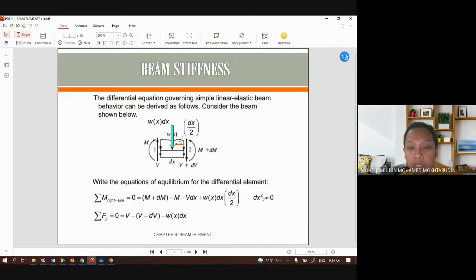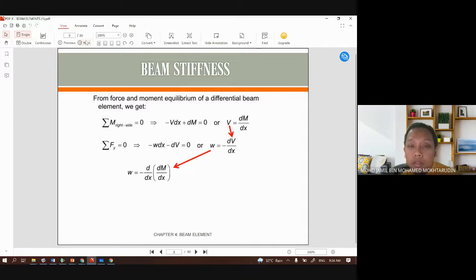And then we assume that dx squared is very, very small, so we can cancel out the dx squared terms. So what happened is that we get the shear force V equals dM over dx, or the differentiation of the moment with respect to x. So we get the shear force. And then the W is the distributed load.